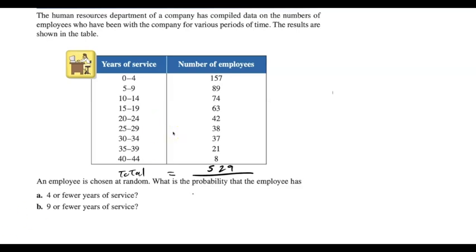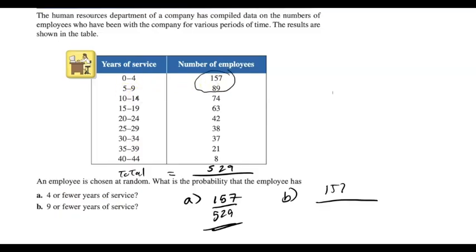So for A, 4 or fewer years of service, well, 4 or fewer is right there. It's 157 over the total amount. This one over the total. That'll be your answer. For B, 9 or fewer years of service, 9 is right here. We're going to add up both of these amounts. For 9 or fewer, we need 0 to 4 plus 5 to 9. So that's going to be 157 plus 89 over 529, which gives us 246 over 529.